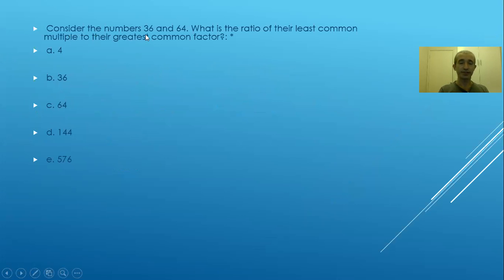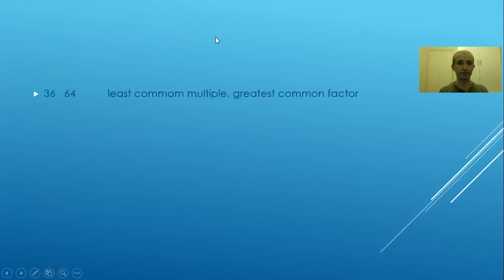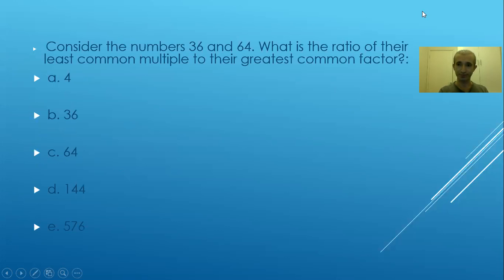Consider the numbers 36 and 64. What is the ratio of their least common multiple to their greatest common factor? You have the options here. You can choose just one option, but to solve this kind of problem, you need to figure out the least common multiple and the greatest common factor. Let's go.